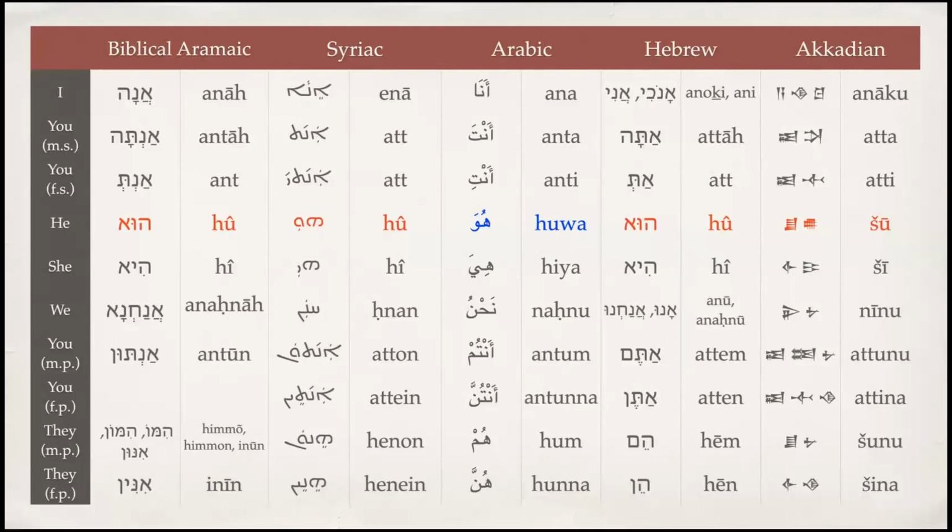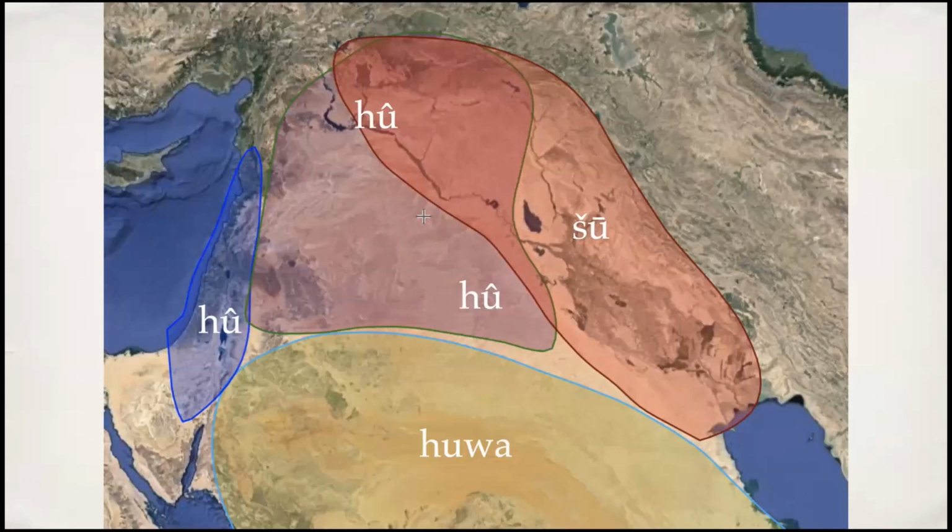You also notice in Akkadian, you don't have an H, you have a sh sound. So shu is your Akkadian for the third person. Shu instead of hu. So just look at that a little more clearly. It's hu pretty much everywhere, except for huwa in Arabic and shu in Akkadian. The sh eventually becomes an h sound over time. Presumably the sh becomes an h over time.